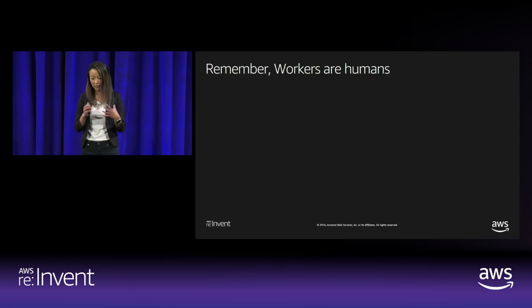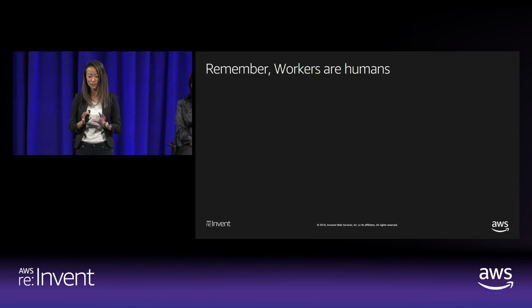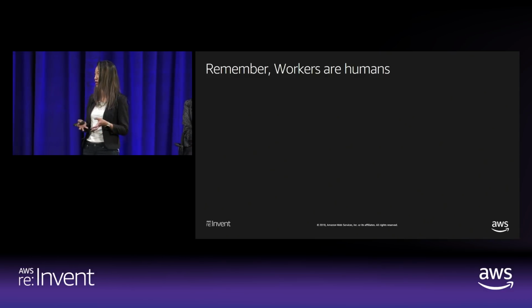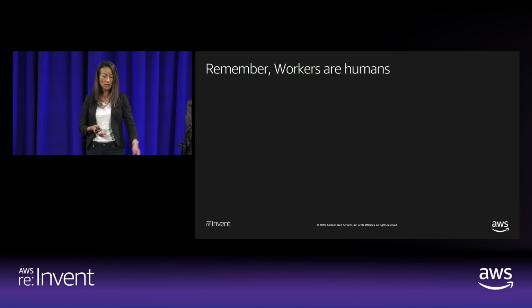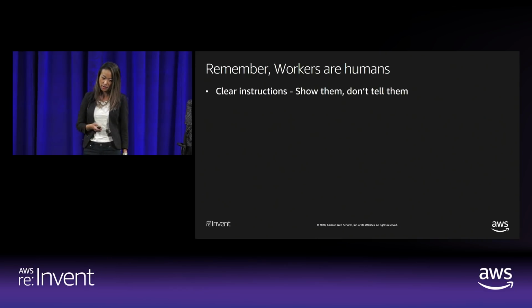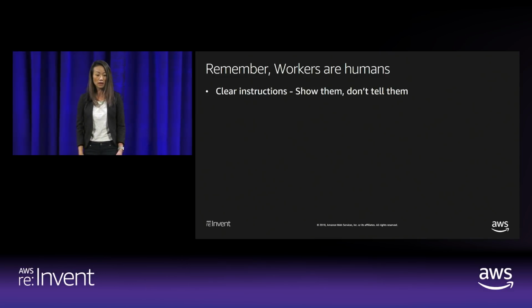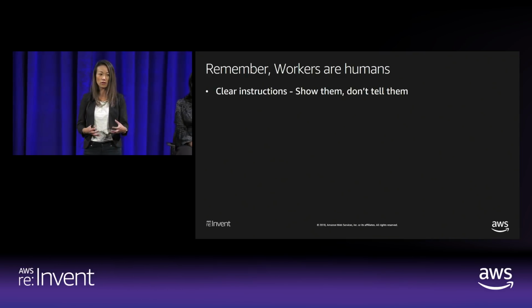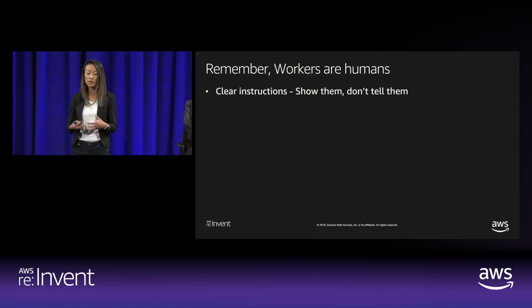So, we talk a lot about Mechanical Turk being an API. You can automate it. It's API access to human intelligence. But it's too easy to forget that actually these workers are humans. There's humans at the other end of the keyboard doing these tasks. And so, therefore, it's important to remember, give them clear instructions. Show them, don't tell them. So, for example, if you're doing image classification and you're classifying different types of birds, show them pictures of different types of birds, right? You're not going to try to describe them in words. Just make it easier for them to understand what you're looking for.